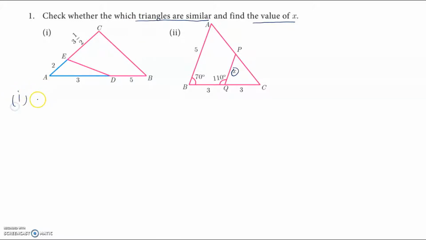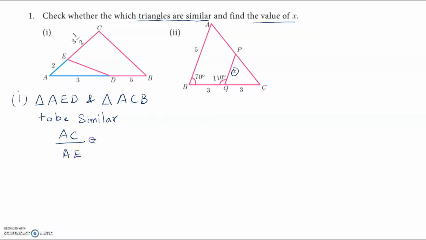So the first problem, for triangle AED and triangle ACB to be similar, their sides, which is AC by AE, should be equal to AB by AD. So we need to check if this is similar.